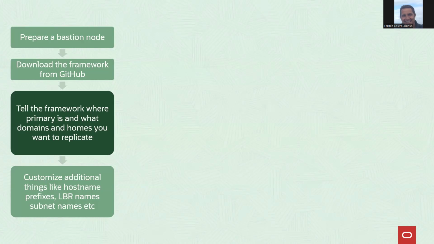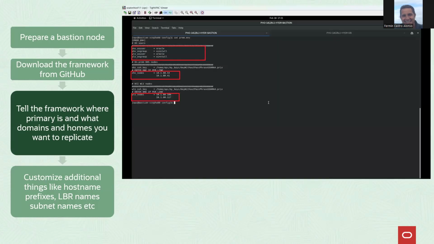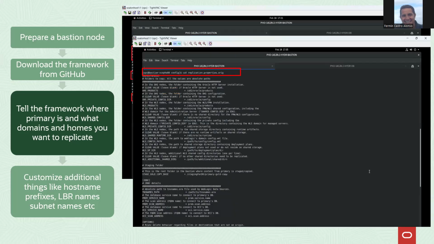What are the main files? Well, you need to tell the framework where your primary resides, what the IPs of your nodes are, and what the OS users and groups are that you're going to use in your primary system. And then you also need to tell it, okay, this is the precise WebLogic domain that I want to replicate, and these are the Oracle homes that I want the framework to take care of.